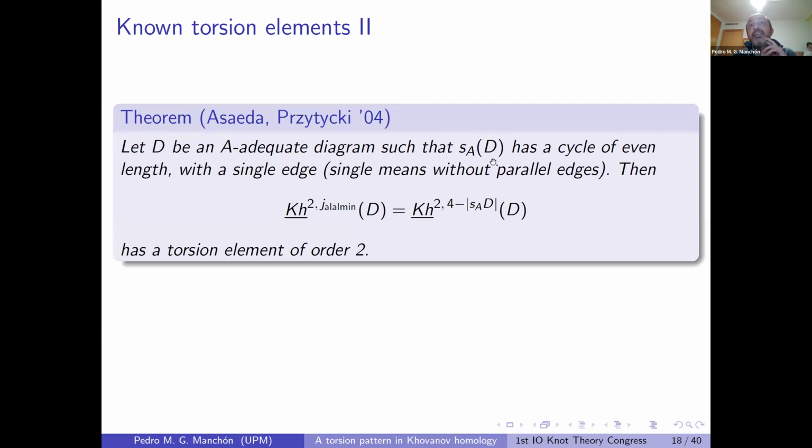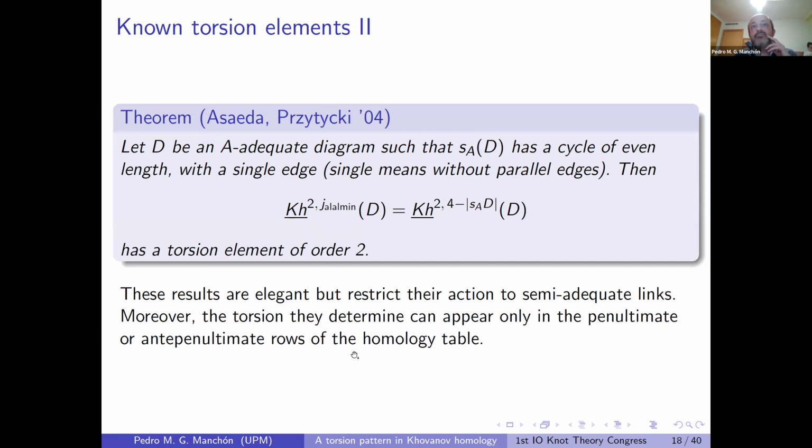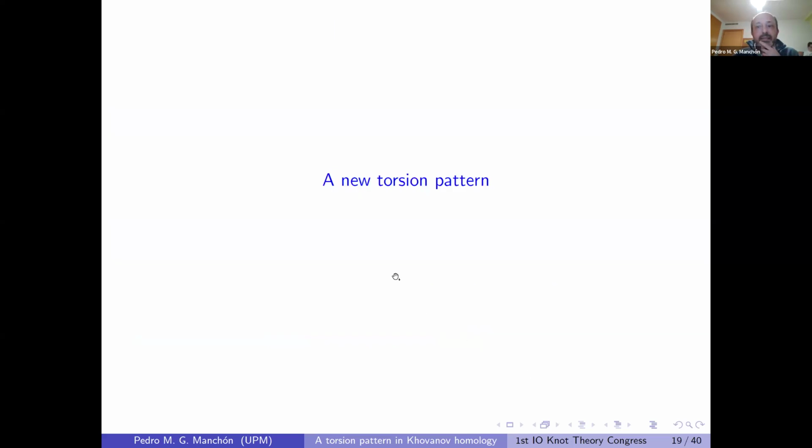With similar hypothesis, if you have a cycle of even length with a single edge, then the torsion appears in the antepenultimate quantum degree. These are really elegant results, but they are restricted to semi-adequate links. And the torsion they determine is confined to the penultimate or antepenultimate rows of the homology table. We will present now our new torsion pattern.